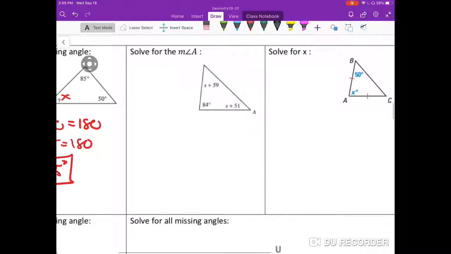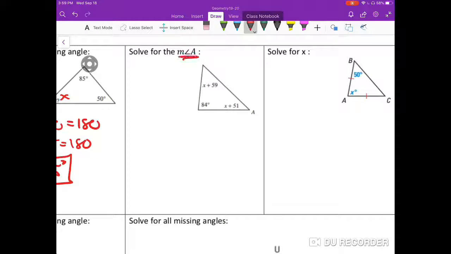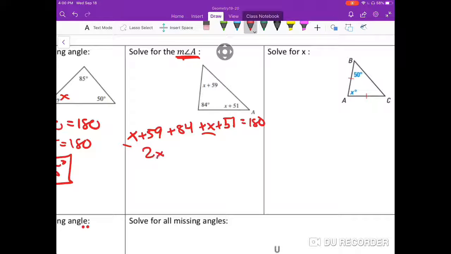All right, second one, solve for the measure of angle A. When I read this, I know I'm going to have to plug something back in eventually. But we're going to start the same way. All three of these have to add up to 180 because they're the three angles inside the triangle. So x plus 59 plus 84 plus x plus 51 equals 180. I'm going to simplify like terms here. I have x and x, which is 2x, and then I have 59, 84, and 51. That makes 194.